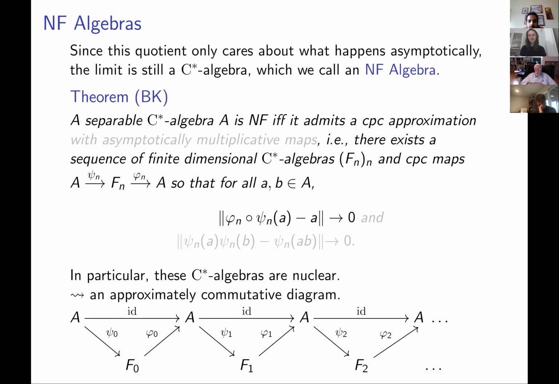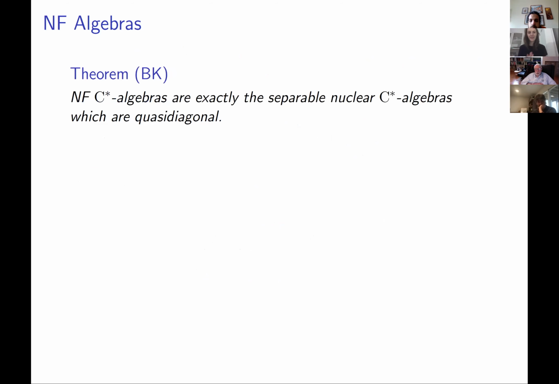Many times, if you've seen the completely positive approximation property, you see it in terms of this approximately commutative diagram. So this is exactly the same expression up here as this composition converging pointwise in norm to the identity. A lot of times we like to draw it in a pretty diagram. You will see that pretty diagram again. Okay. So what Blackadar and Kirchberg also show is that these NF C-star algebras are exactly the separable nuclear C-star algebras, which are also quasi-diagonal.